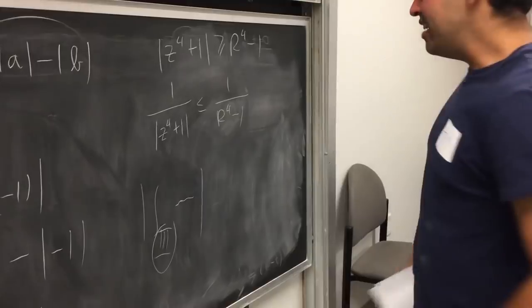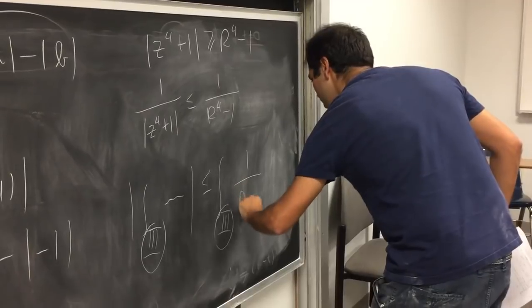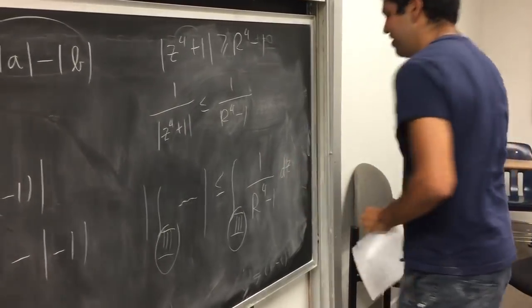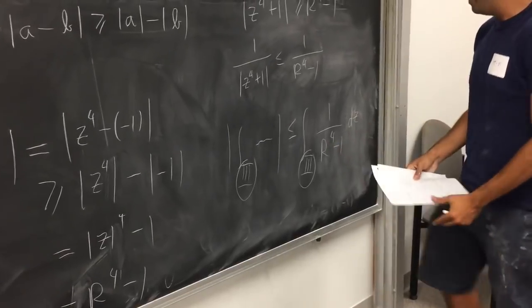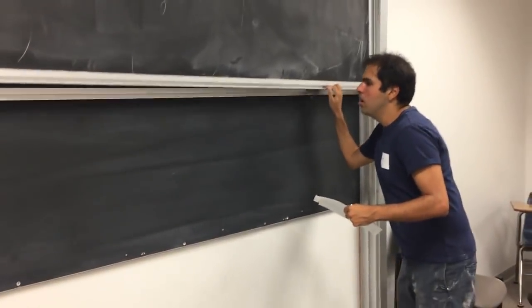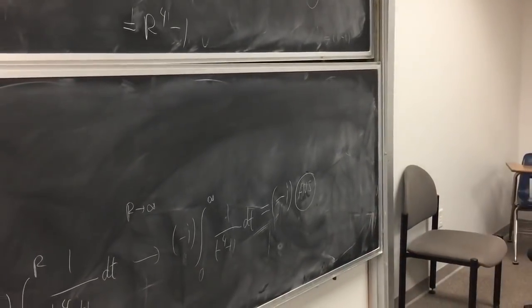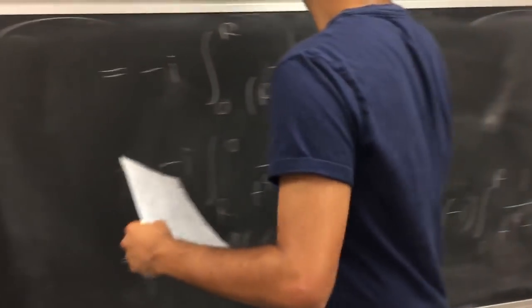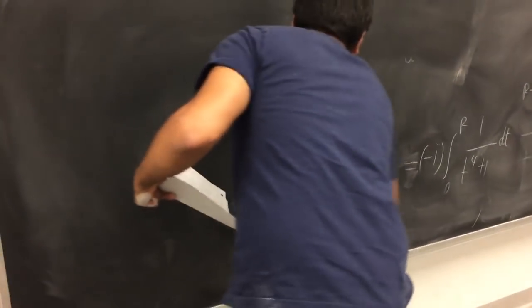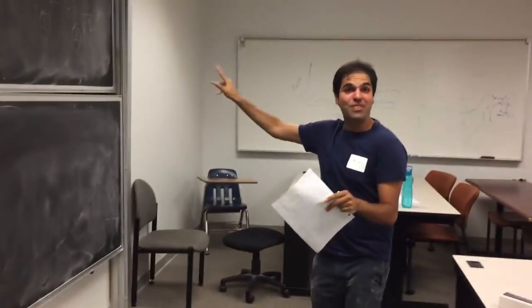So our integral, this chunk here, is less than or equal to the integral over 3 of 1 over r to the 4th minus 1 dz. And here's a cool thing. This does not depend on z anymore. Dramatic silence. I know, it's like in the jungle. It's like, watch this flower unfold. Watch this integral being evaluated.